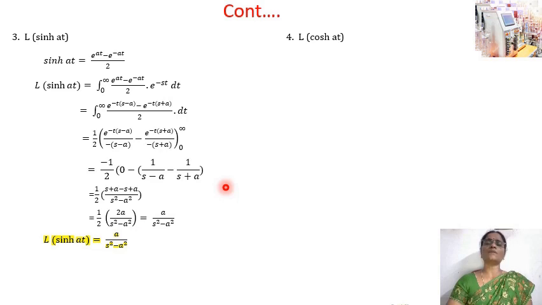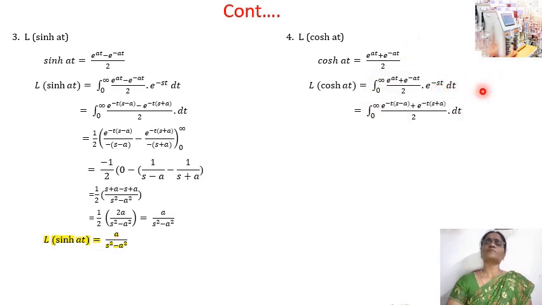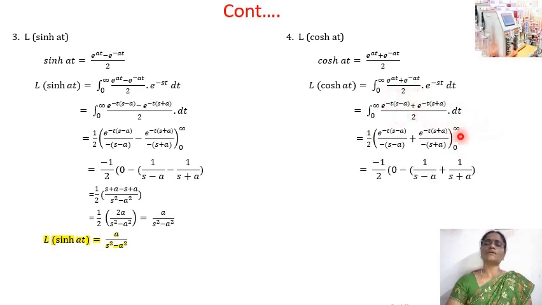Same thing, what is the Laplace of cosh at? The cosh at formula we can take as e power at plus e power minus at, divided by 2. Just substitute the formula into the Laplace transform formula, and multiply with e power minus st inside. You will get the form like that. Now take 1 by 2 outside, then integrate individually and apply the lower and upper limit. The upper limit answer you will get is 0, and the lower limit answer is 1 by s minus a plus 1 by s plus a.